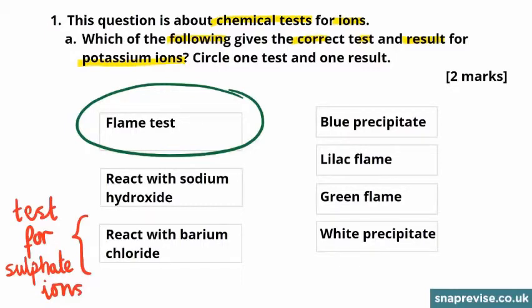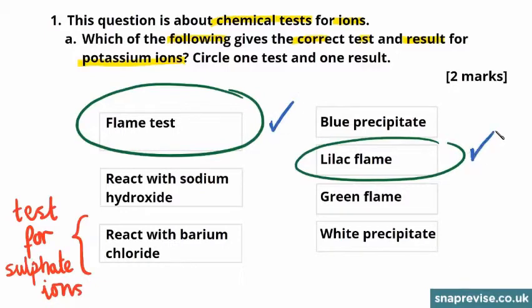You're also going to need to remember the characteristic colours of some common metal ions. For example, if you put a compound containing potassium into a flame, the flame will turn lilac, and this is therefore the answer for the result we'd expect if we carry out a flame test with a substance containing potassium ions. This question is worth 2 marks, so you'll get 1 mark for getting the test right and 1 mark for getting the result right.